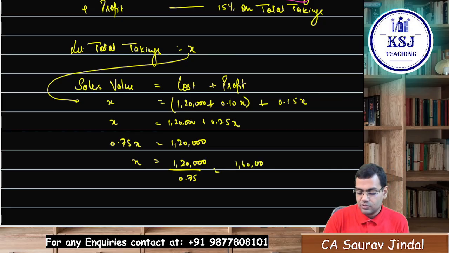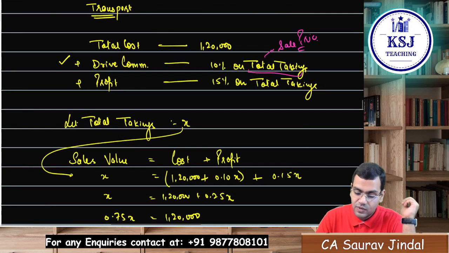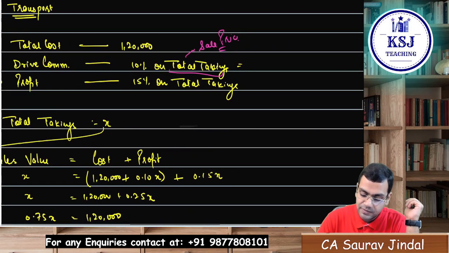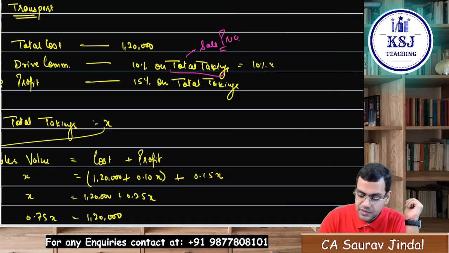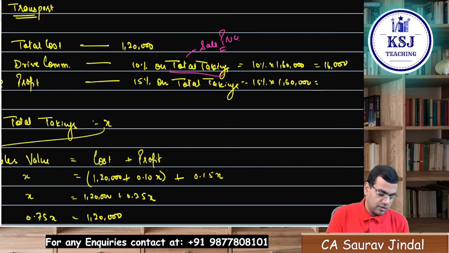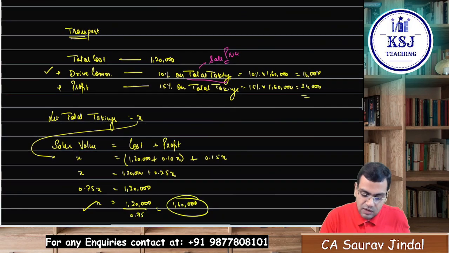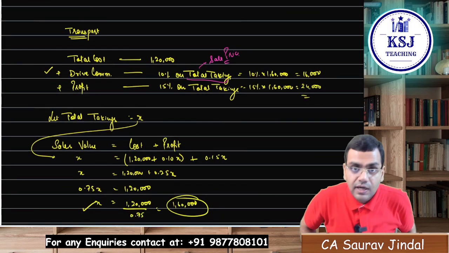This is the sales value. Now you can calculate what will be the driver commission. That will be 10% of 1,60,000, that is 16,000. What will be the profit, sir? 15% of 1,60,000, that is 24,000. Clear? So this is another point that you will encounter in the questions regarding the total takings part.